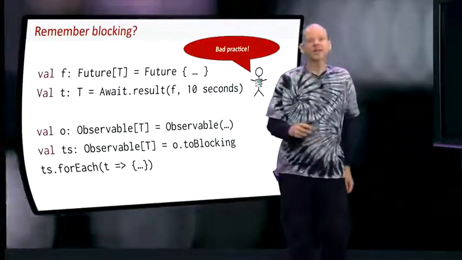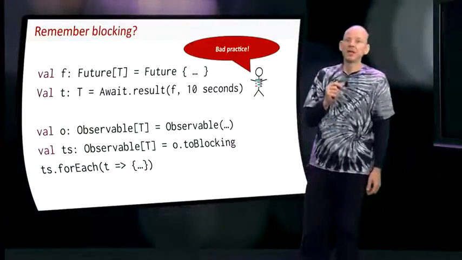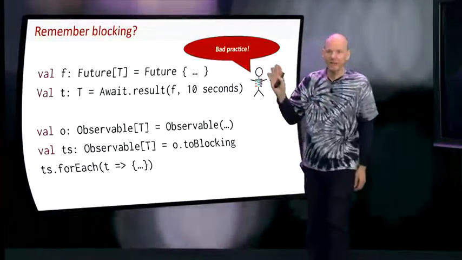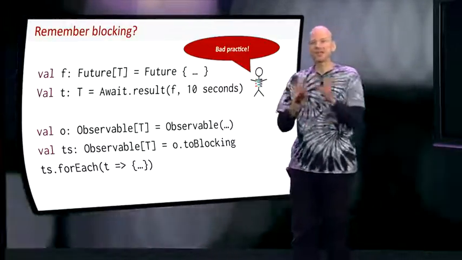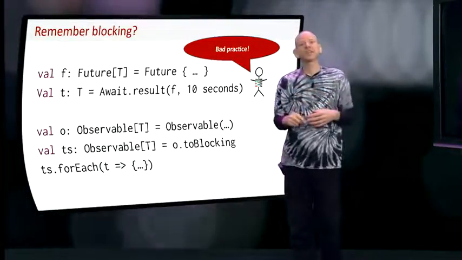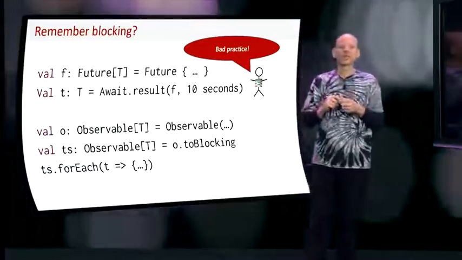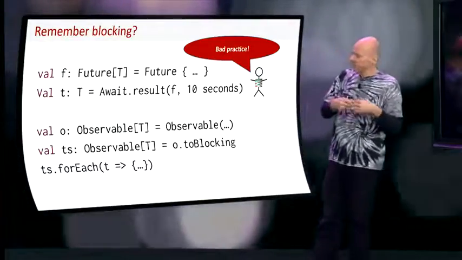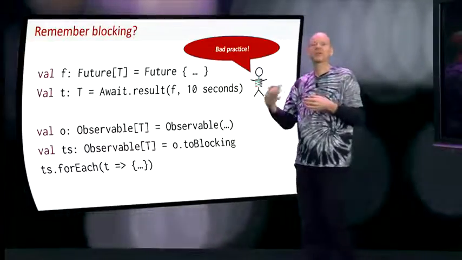Okay, now the other thing that we had with futures was that we could block. And remember, I said that was really bad. You should never block, because once you block, all the asynchrony basically evaporates. The same is true for observables. Once you are in observable land, everything should stream.